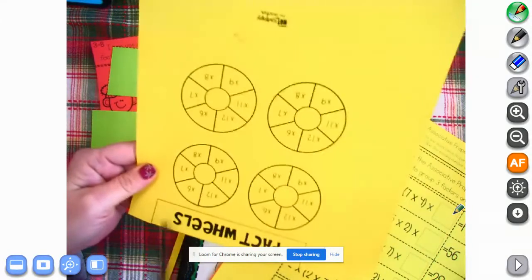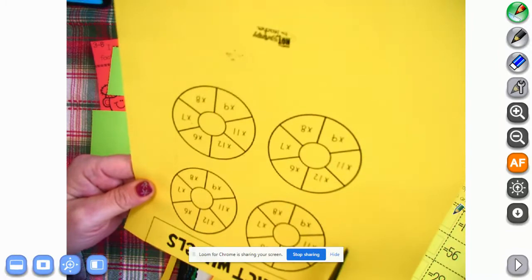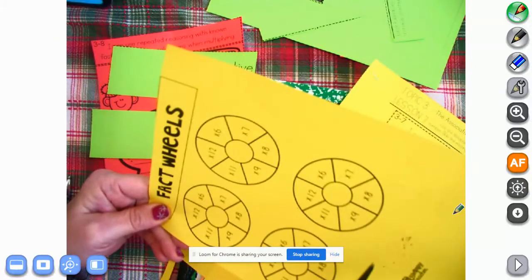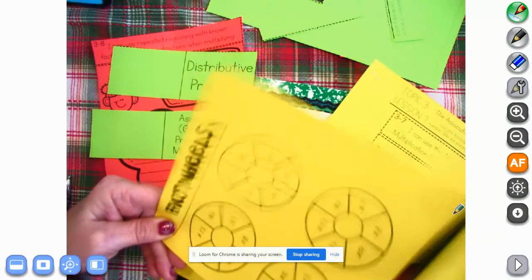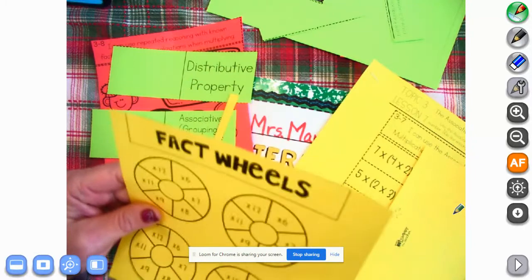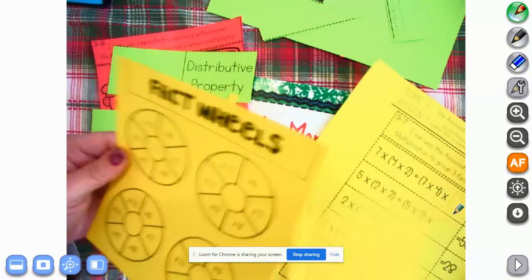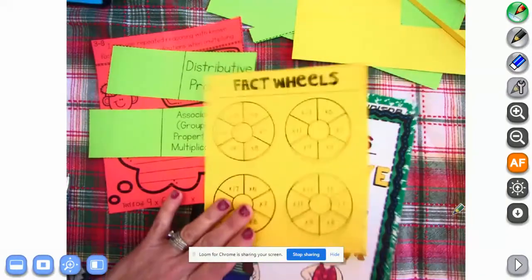Okay, and I know this one doesn't have lines, but just cut right around the outside of it like this. Don't get too close to the wheels because we want to be able to write around them. So you want to cut it out like that.